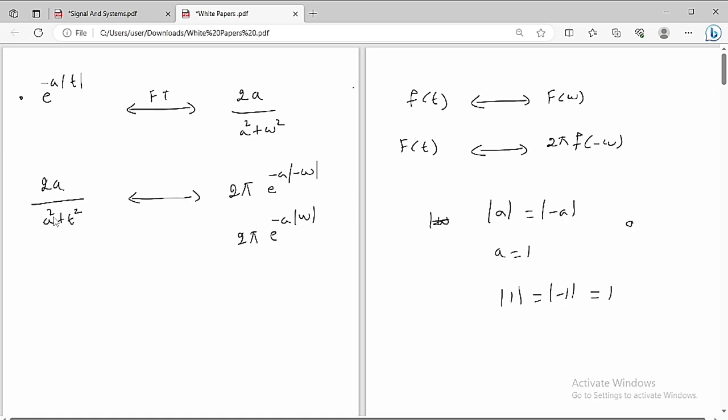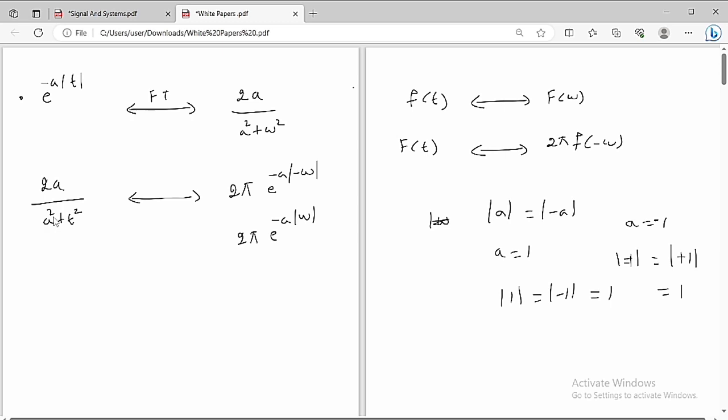Suppose if you substitute a equal to minus 1, then mod of minus 1 is equal to mod of minus 1 is mod of a, which equals 1 every time. So mod of minus 1 is equal to mod of minus 2 is plus 1, which is always equal to 1. So you can write anything.